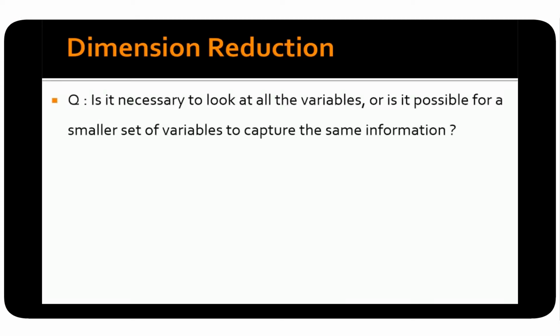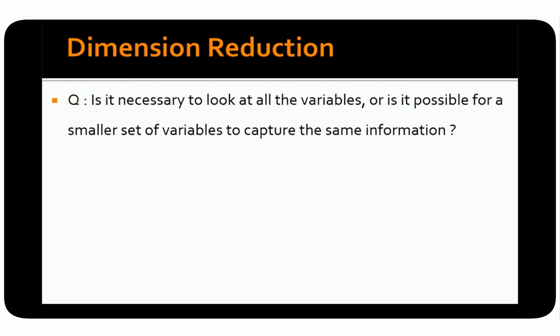Let us begin by looking at what dimension reduction really means. It means that we ask the question whether it is necessary to look at all the variables, or is it possible for a smaller set of variables to capture the same information. This happens when you have a very large set of variables, and then we would not like to work with too many variables, because it makes the study cumbersome, and the other thing is that interpretations become very difficult. So, we want to select a smaller set of variables.